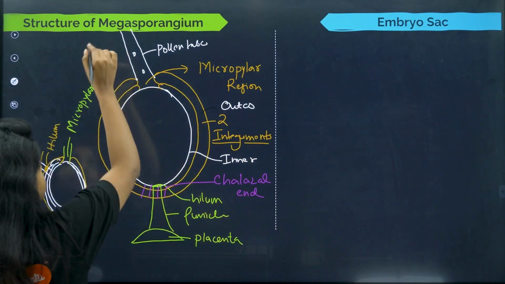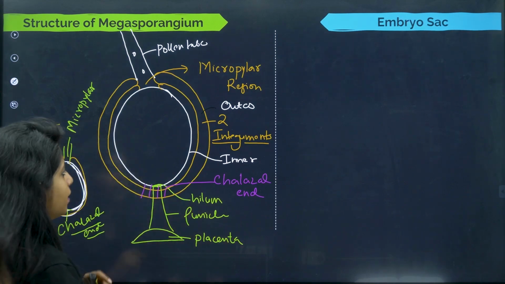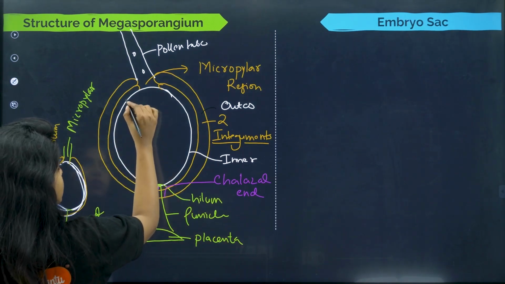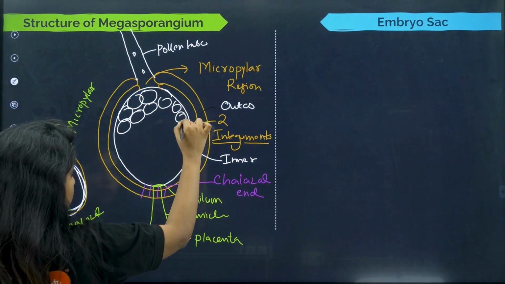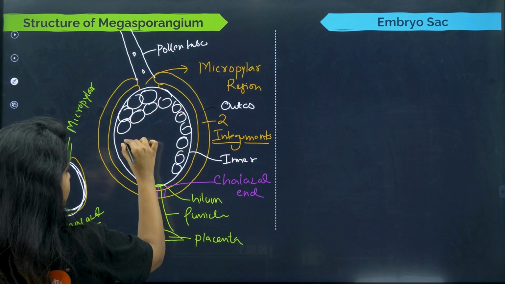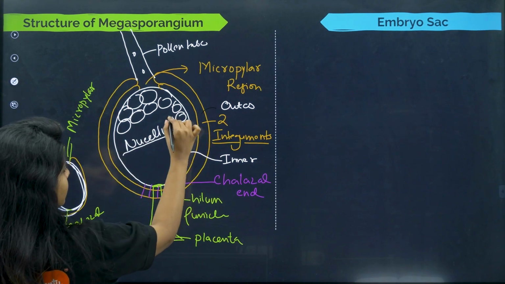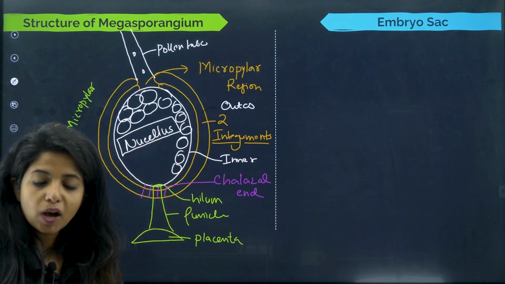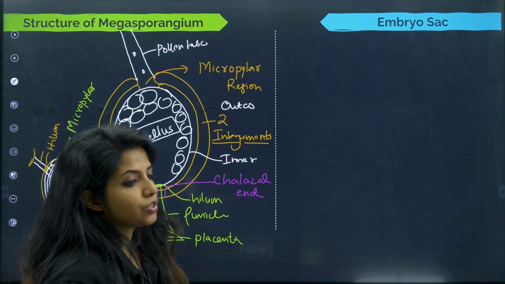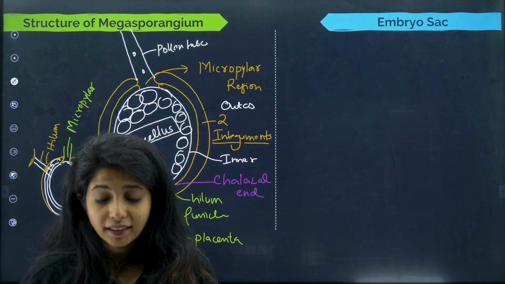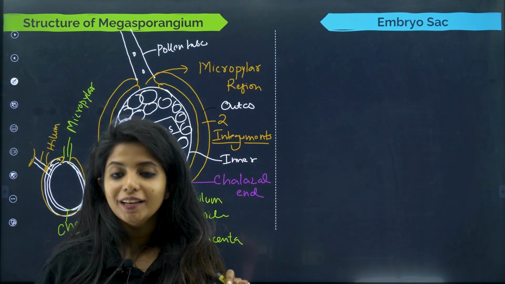Now, children, inside the megasporangium, what is there? There is the nucellus. There are so many cells, children. And what do you call the whole of them? Nucellus. Please don't write nucleus. Now, among the cells of the nucellus, not all of them, one of them has the potency to divide and form the female gamete, not the male gamete, the female gamete.